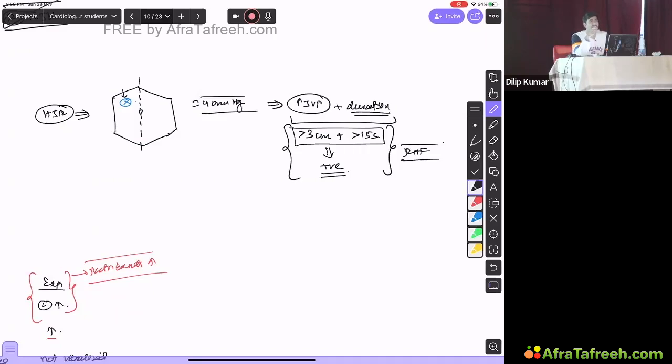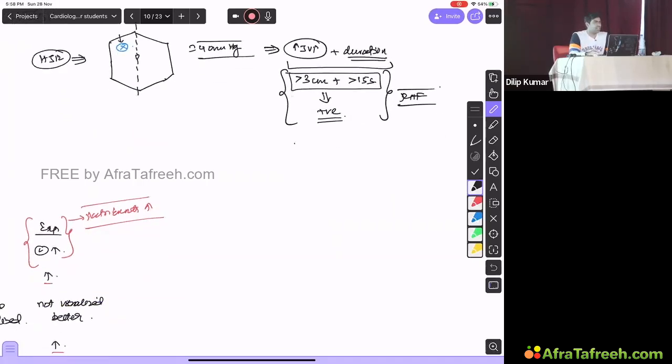If it is elevated more than 3 centimeters, but it is not sustained for 15 seconds, the test is negative only. If the JVP is elevated by only 2 centimeters, but for more than 15 seconds, still it will be negative only. So both criteria should be satisfied. Then only it will be considered to be positive.